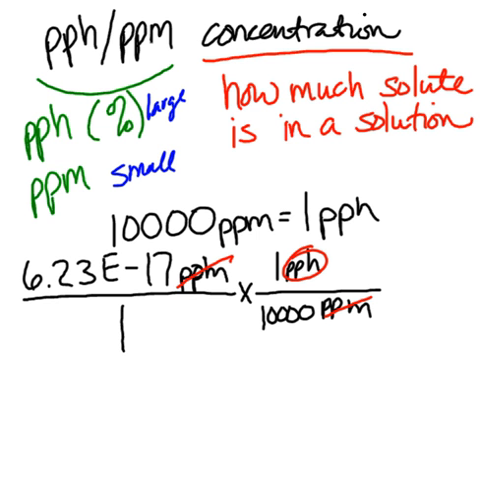Then I'll do my division, and my answer would be 6.23 times 10 to the negative 21 parts per hundred, which makes sense because if I'm going from a smaller unit to a bigger unit, then my number is actually going to go down. 6.23 times 10 to the negative 21st is a smaller number than 6.23 times 10 to the negative 17th.